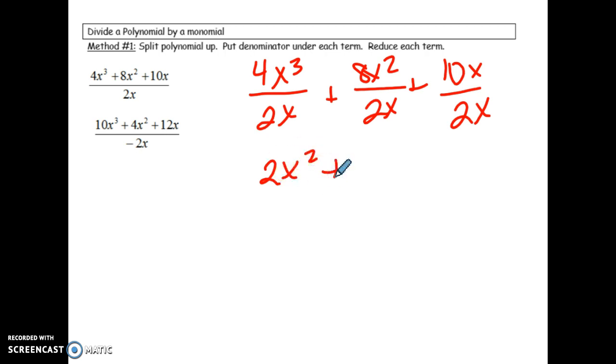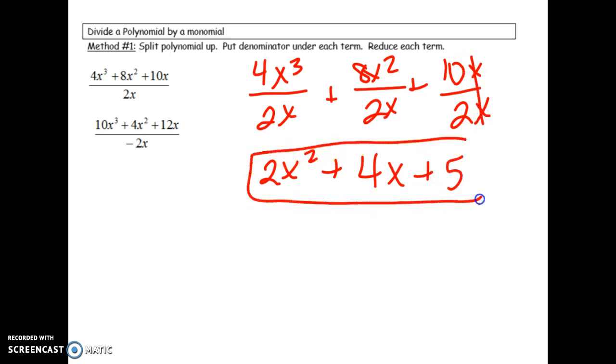Plus 8 divided by 2 is 4. And I cancel out my x's with just 1 left. And 10 divided by 2 is 5. And my x's completely cancel out on that last one. So this is my answer to the first problem.